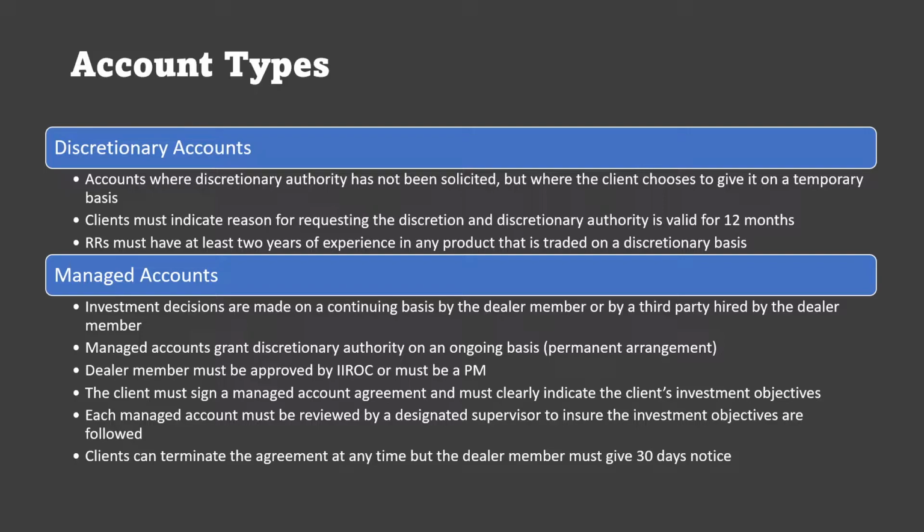With the managed accounts, the dealer member must also be approved by IROC or must be a portfolio manager. The client must sign a managed account agreement and must clearly indicate the client's investment objectives. Each managed account must be reviewed by a designated supervisor to ensure the investment objectives are followed. Clients can terminate the agreement at any time, but the dealer member must give 30 days notice. So it is really important to understand the difference between those two accounts, and it is something that you will probably need to know for the exam.